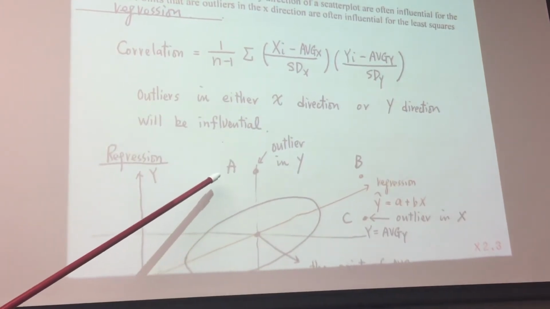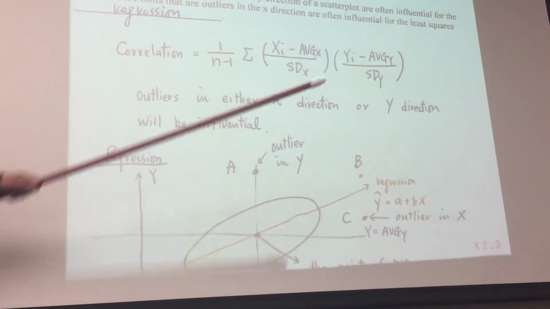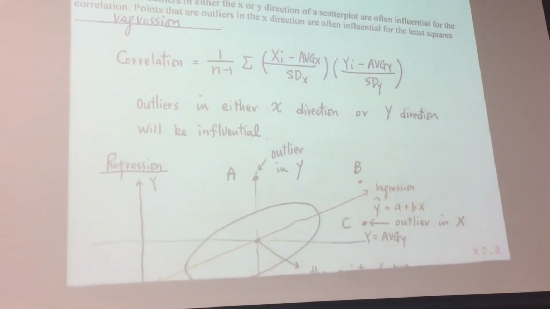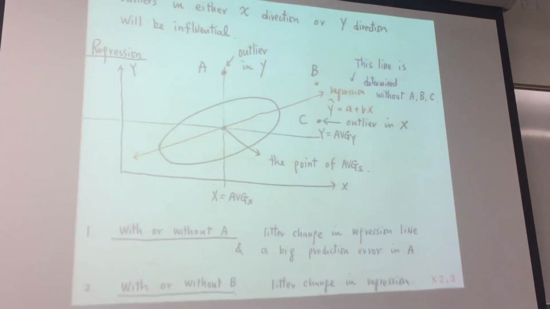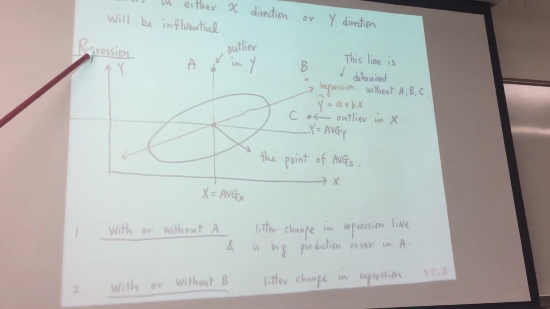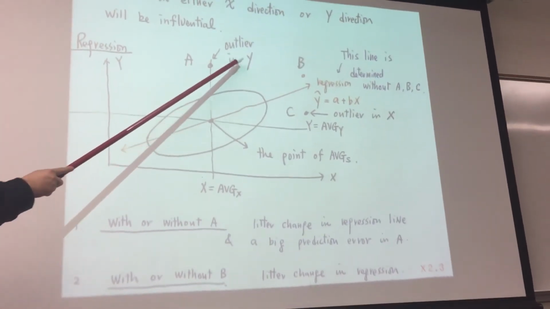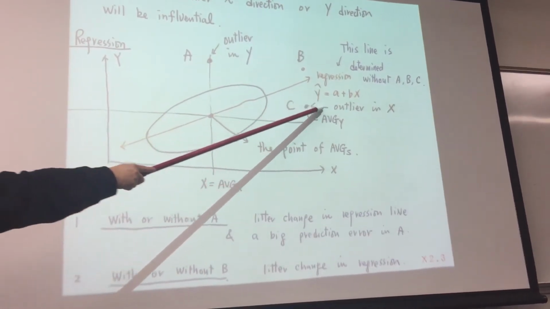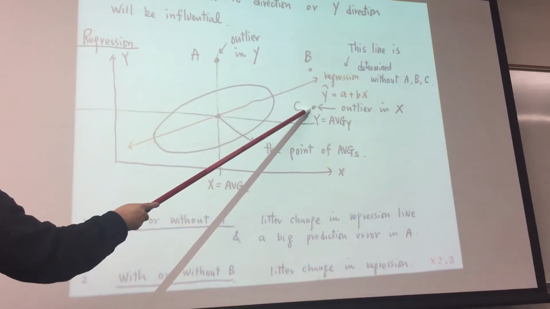So this one requires your full concentration. Let me stop here. Let's take a break so you can come back to learn the new stuff. Be careful, okay? In regression, most of the time, an outlier in the y direction is not influential. An outlier in the x direction is influential.